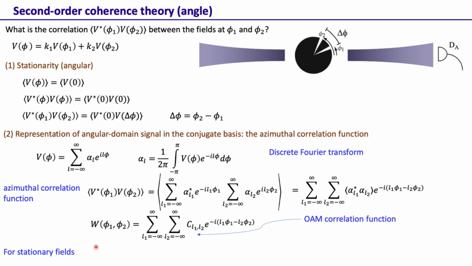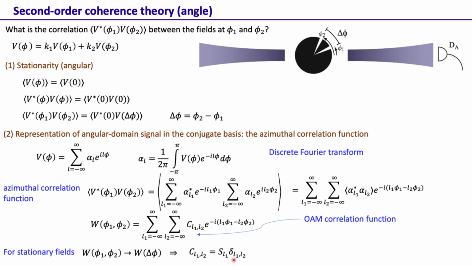Now for stationary fields, we know that the angle correlation function or azimuthal correlation function has to depend on the angle variables only through the difference. So W phi 1, phi 2 has to depend on delta phi only. And now if this side depends on delta phi only, then naturally the only way this can be satisfied is when C L1 L2 is of this form, that is C L1 L2 is equal to some S L1 and this Kronecker delta L1 L2. So when L1 is equal to L2, that's when this is non-zero. If L1 is not equal to L2, this is 0. So that's the Kronecker delta function.